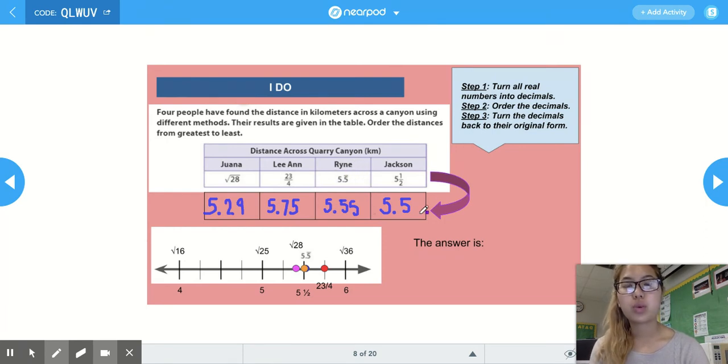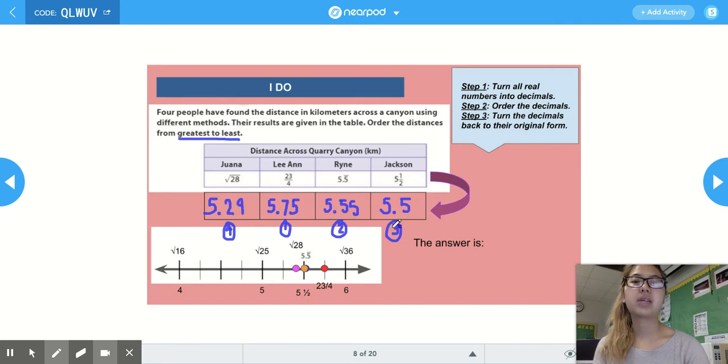From here, we have to order the decimals. If we're ordering the numbers from greatest to least, the biggest number is going to be 5.75. Then the second biggest number is going to be 5.555. The third largest is going to be 5.5. And the smallest number is going to be 5.29.